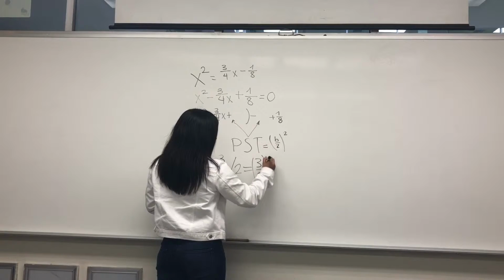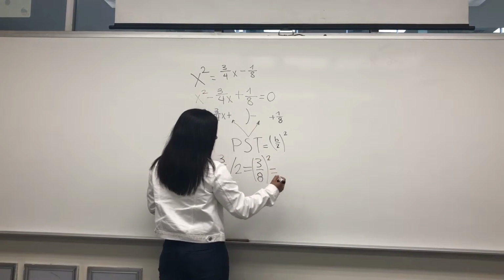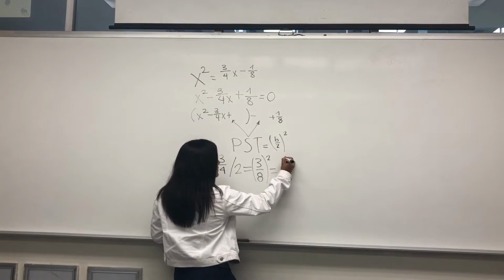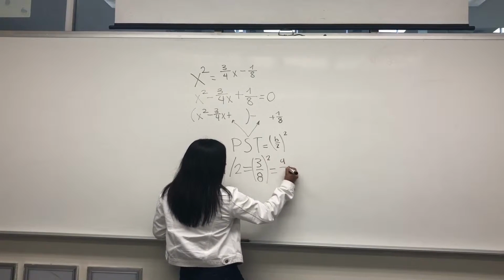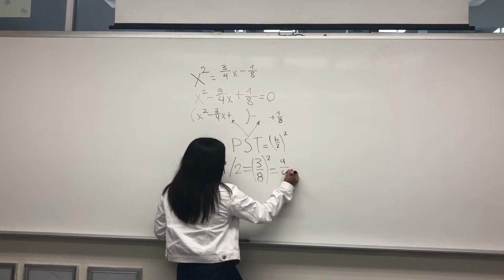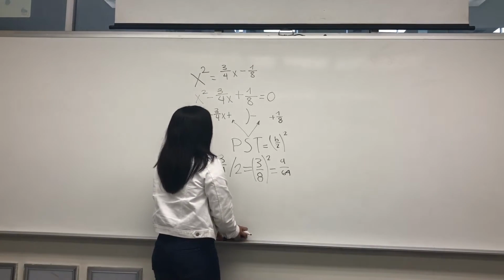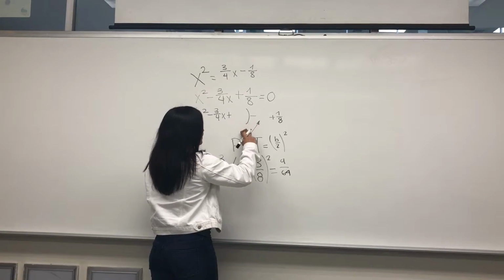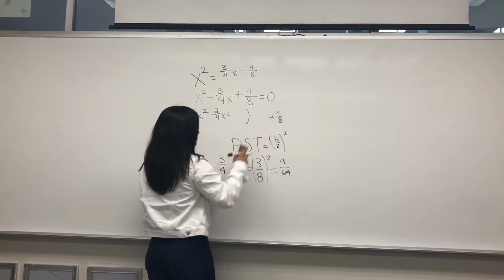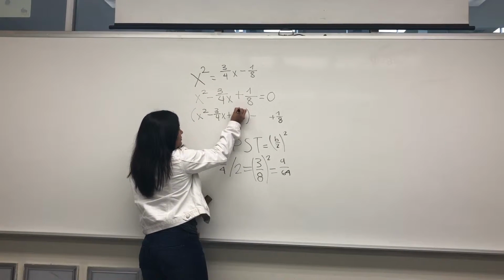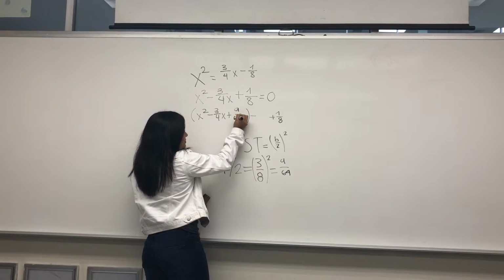We raise that to the square and we get 9 over 64. Finally, we put that into the spaces that we saved before. We put 9 over 64 on both sides of the equation.